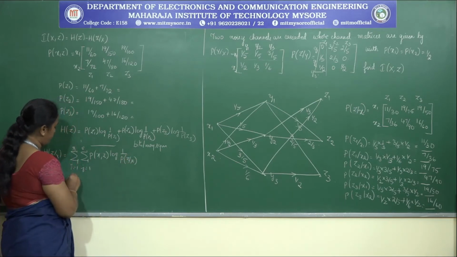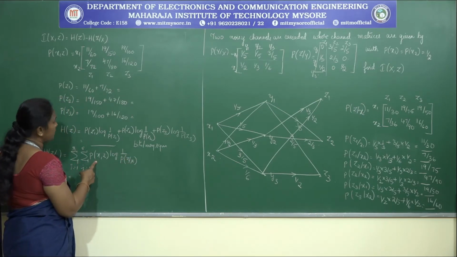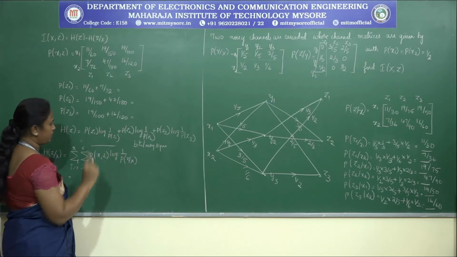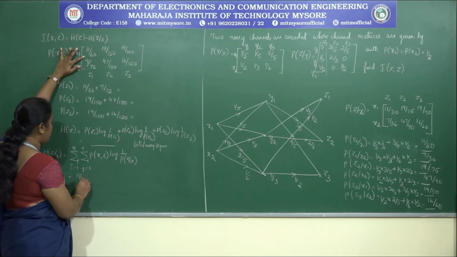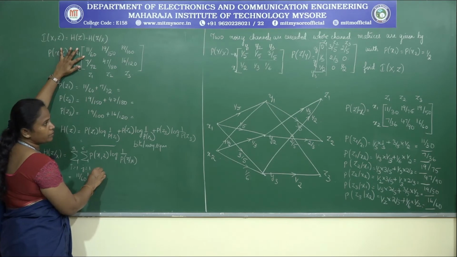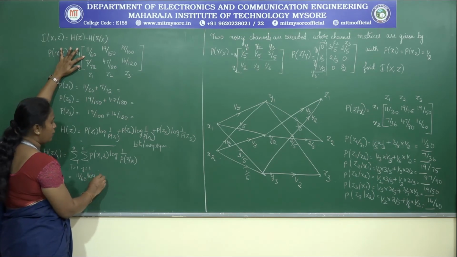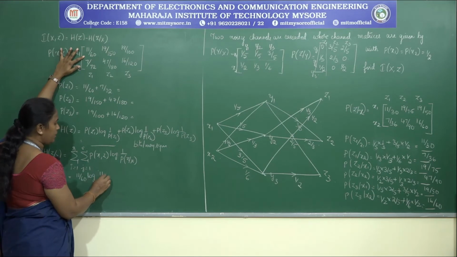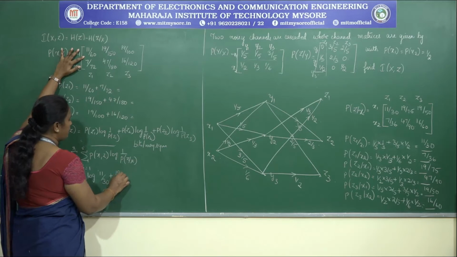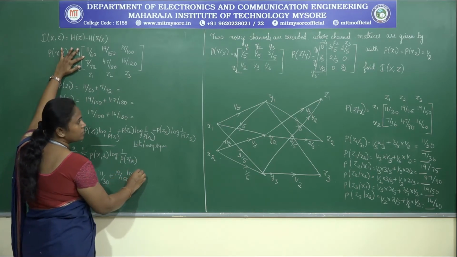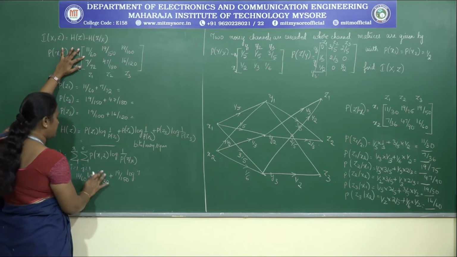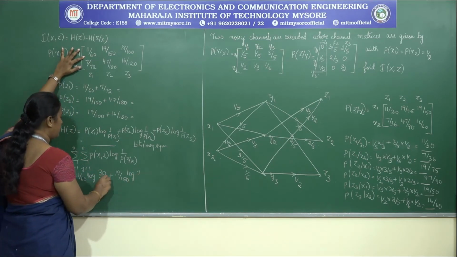So this is the formula. You know what is your P of x comma z, and also you know what is your P of z by x. So substitute here. So we have h of z by x is 11 by 60 log of 1 by P of z by x, so it is log of 11 by 30 plus 19 by 150 log of 7. So this is 30 by 11.